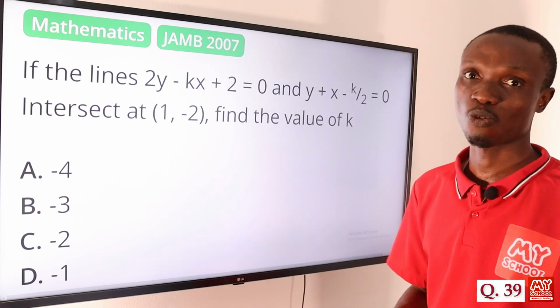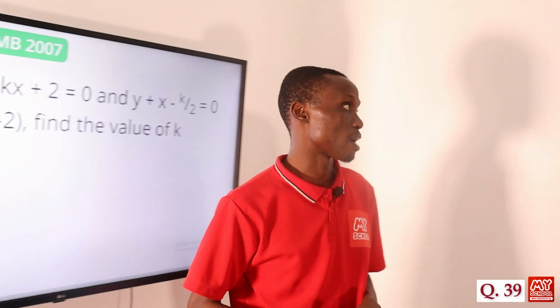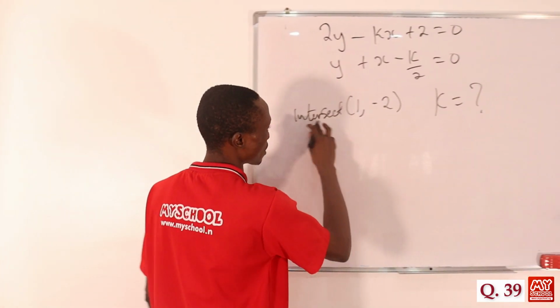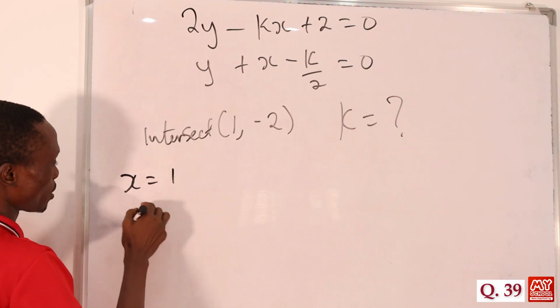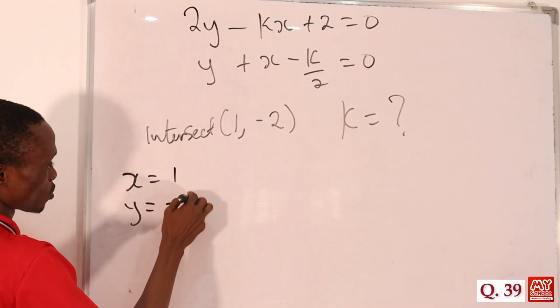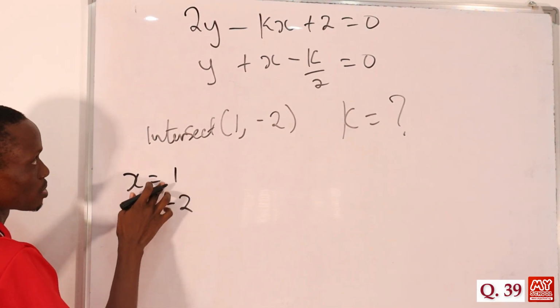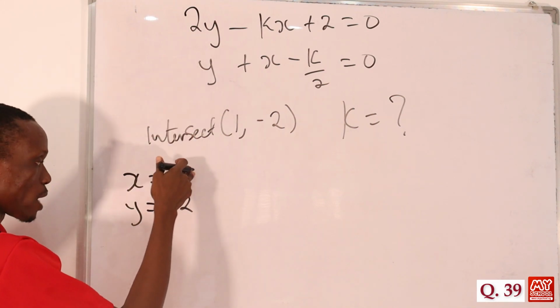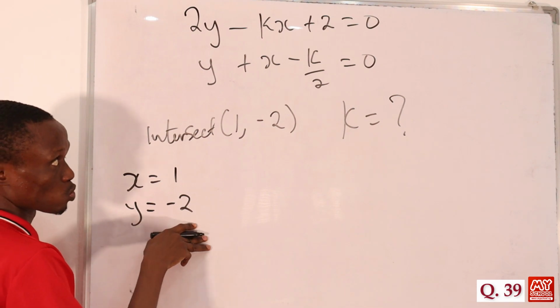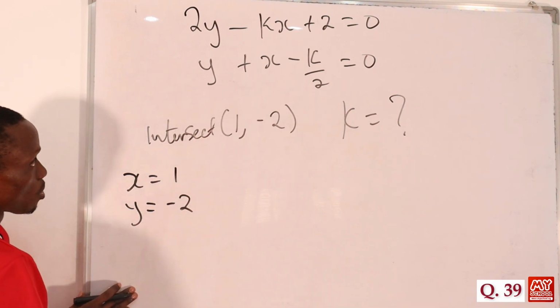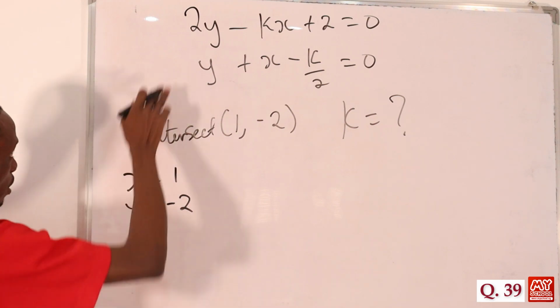Okay, so let's move over to the board to provide answer to this question. The intercept (1, -2) implies that x is equals to 1 and y is equals to -2. So anywhere we see x in any of the lines, we replace it with 1, and anywhere we see y in any of the lines, we replace it with -2, so that we can get the value of k. Let's start with the first line.